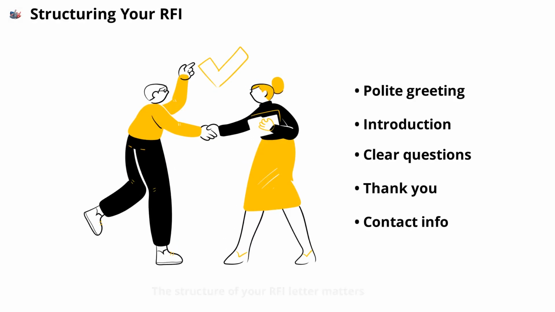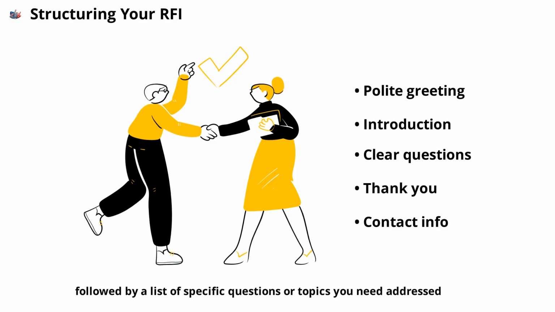The structure of your RFI letter matters. Start with a polite greeting and a brief introduction of your organization. Clearly state the reason for your request, followed by a list of specific questions or topics you need addressed. End with a thank you and your contact information. Keeping your letter organized and concise increases the likelihood of receiving a helpful response.